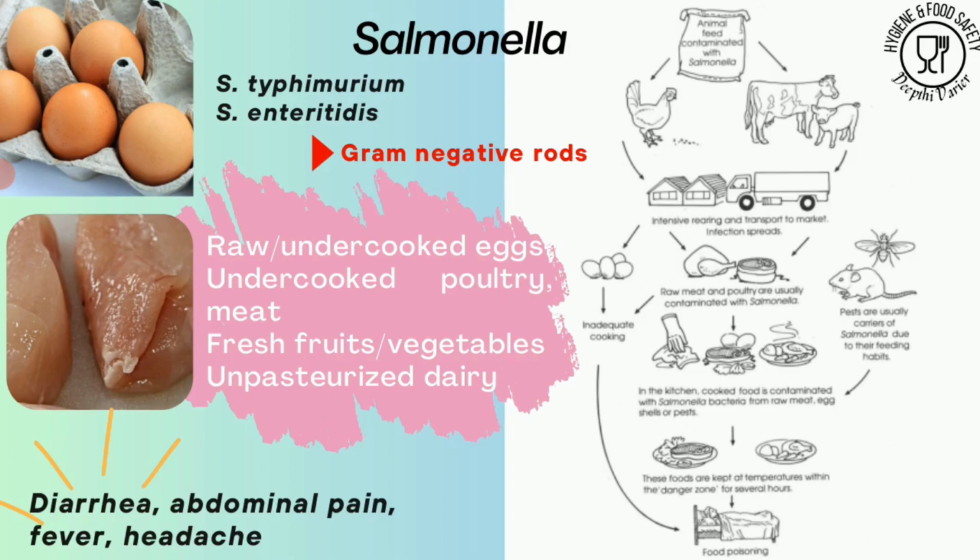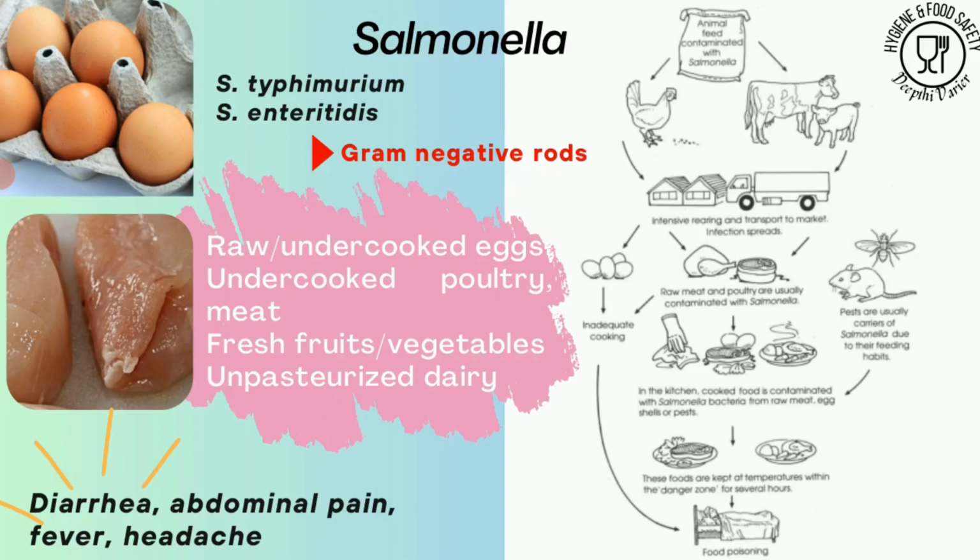Gram-negative or positive is something that is designated based on a staining technique that's used in microbiology, called gram staining. So based on that staining, we have two groups of bacteria, gram positive and gram negative, and this salmonella is a gram negative rod shaped bacteria.